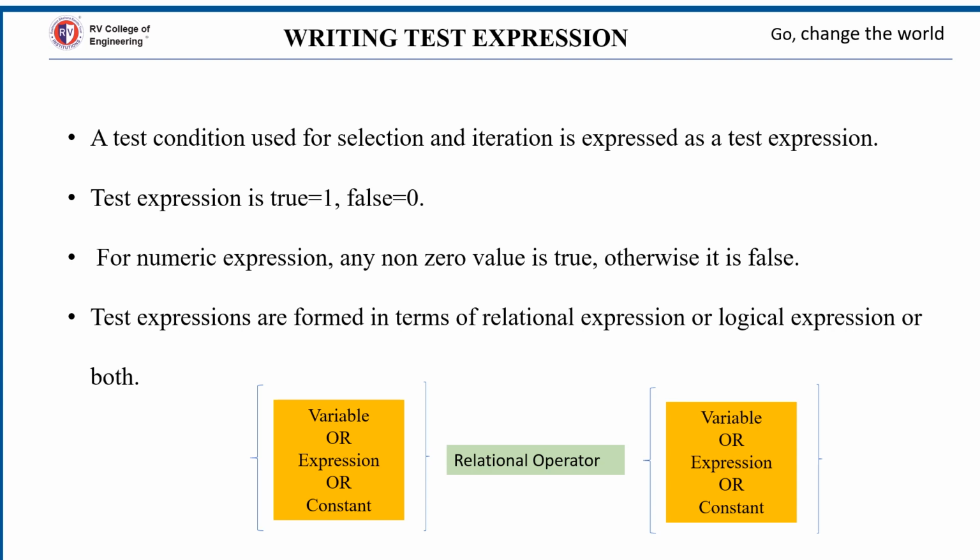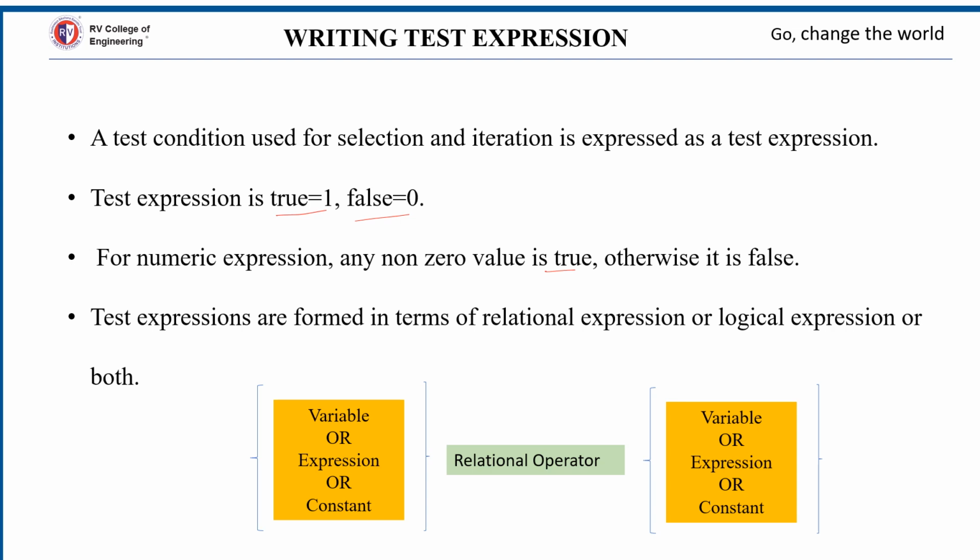Before understanding the selection constructs, let us understand how the test expression is written. The test condition is used for selection and iteration. This is expressed as a test expression. The test expression is true, which is 1, and false if it is 0. For numerical expressions, any non-zero number is treated as true.